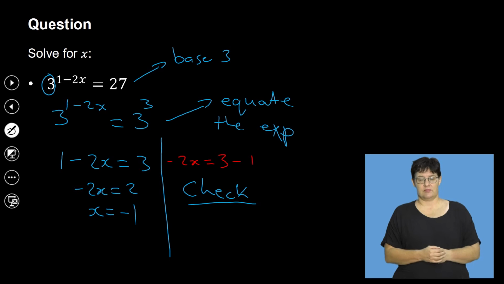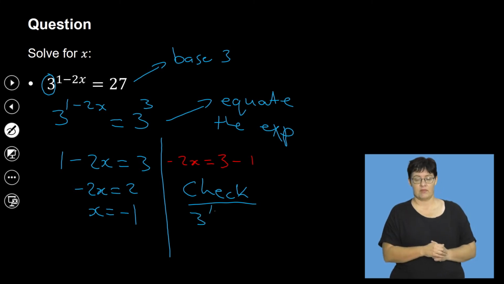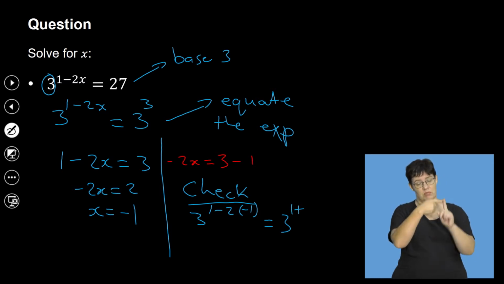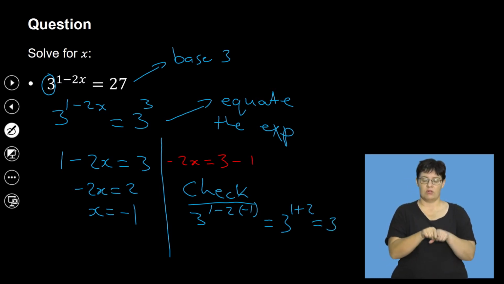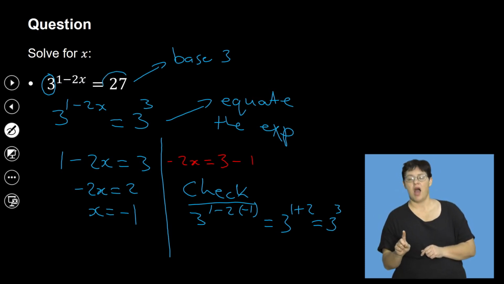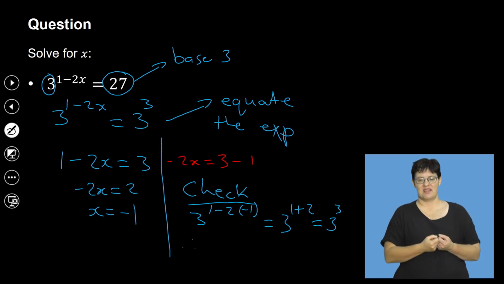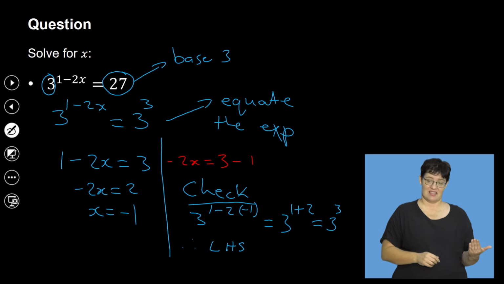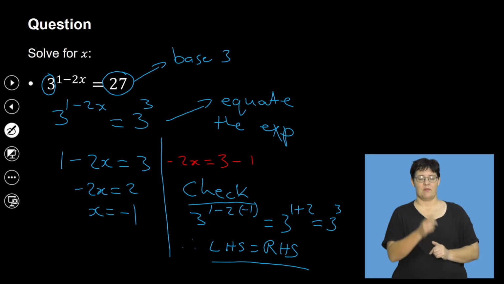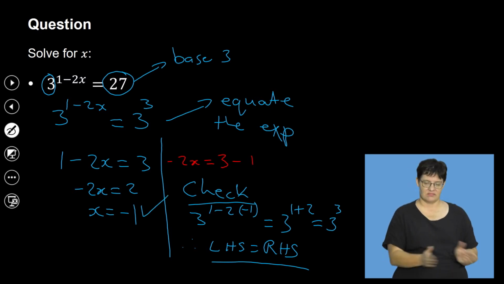So if I check this, it is going to be 3 to the exponent of 1 minus 2 into negative 1, and this will be equal to 3 to the exponent of 1 plus 2, right? It will be 1 plus 2, which is equal to 3 to the exponent of 3, right? And that's 27. What is on the right-hand side? On the right-hand side, this is 27. Therefore, you can see that my left-hand side is equal to my right-hand side, right? Therefore, my answer is correct. I can move on to the next one.